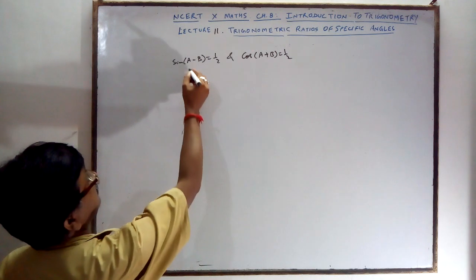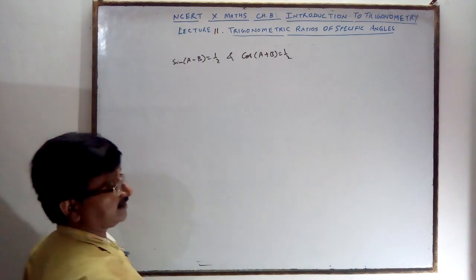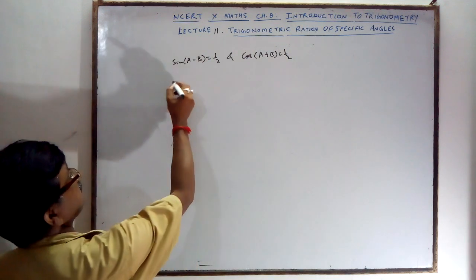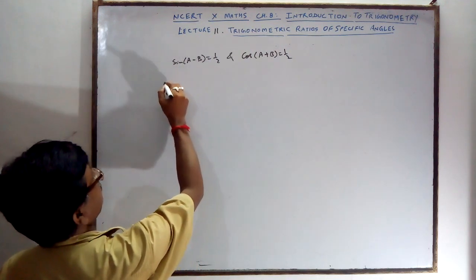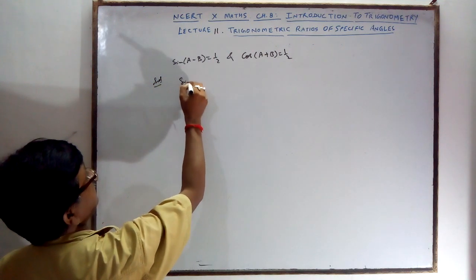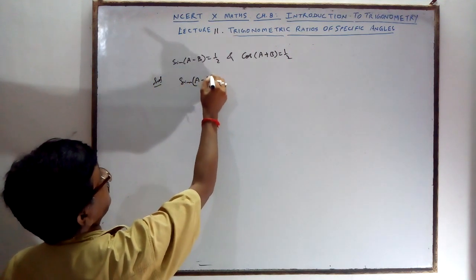Where A plus B and A minus B are acute angles, it is given in the book. You can see. So, find A and B. A minus B and A plus B together are acute angles. Sin A minus B is half. Now, the solution: how will you do it? Sin A minus B is half, given.